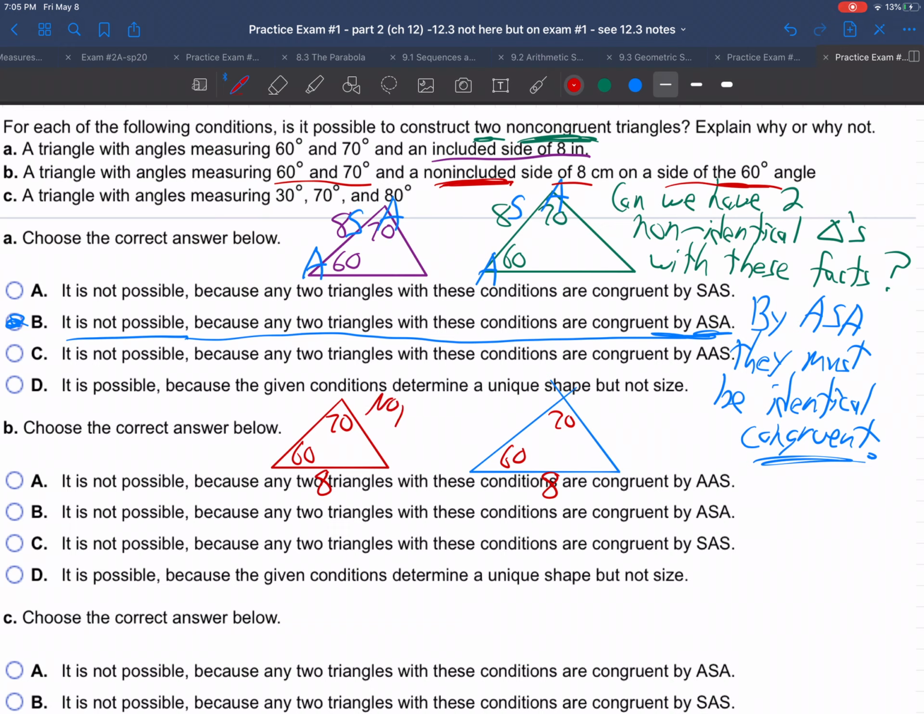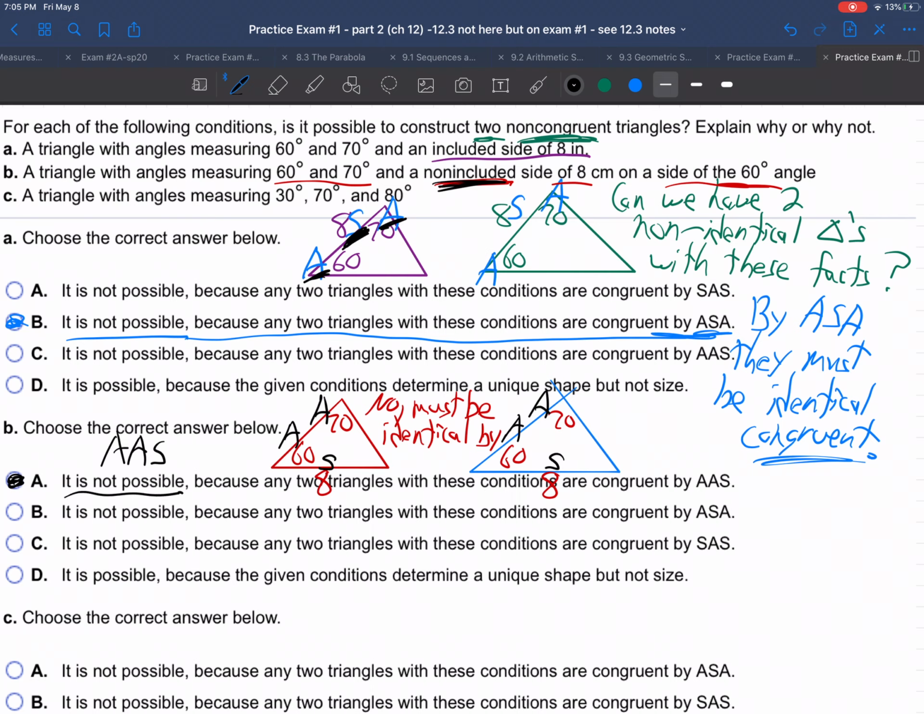No. They must be identical, congruent. Why? What's the relationship we have going on here? This is angle, angle, side. The side is not between the angles, so we call it angle, angle, side. You don't put the side between them. It isn't like part A where the side was between the angles. They specifically said non-included. It's not included between them. It's angle, angle, side.